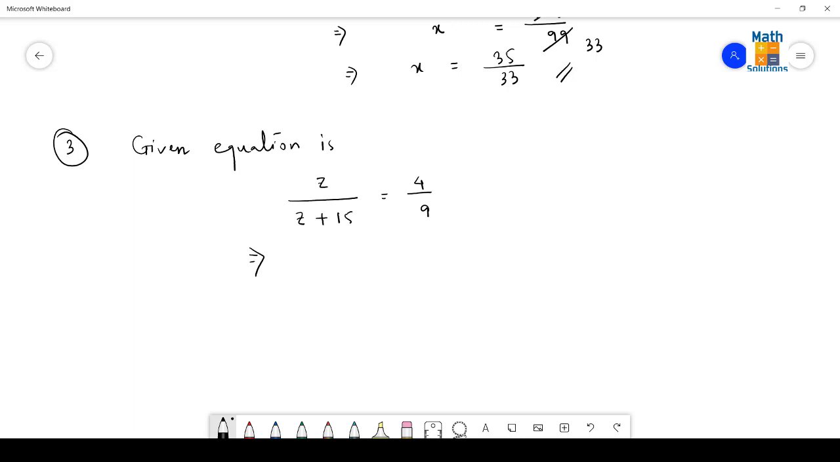In what way? 9 will have to be multiplied to this z, okay, and then z plus 15, this whole thing will have to be multiplied with 4. So let's check. 9z is equal to 4 into (z plus 15). Then breaking it, we shall get 9z is equal to 4z, means 4 will be getting multiplied with each of these two parts. So plus sign will be there in between. Then 4 15s are 60.